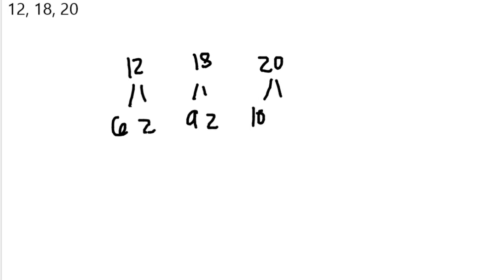Now let's try 12, 18 and 20. To find the greatest common factor here, we just need to break it down into 2. As we can see here, we cannot simplify this any further. So we get 2 as our greatest common factor.